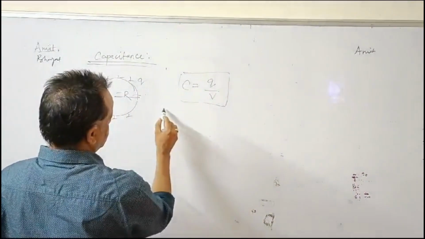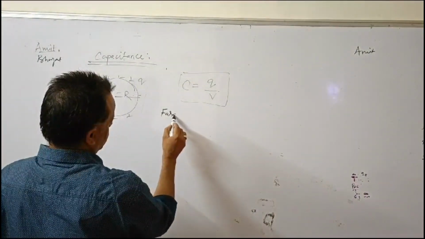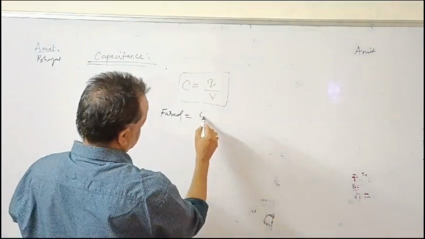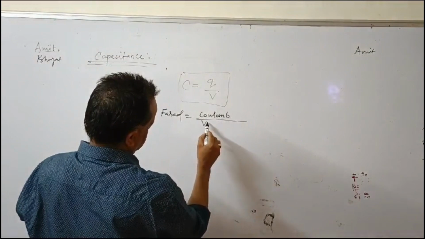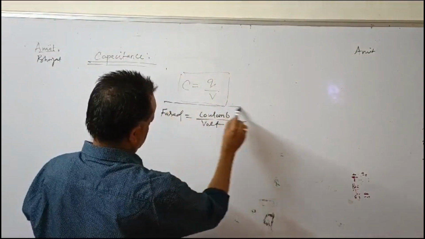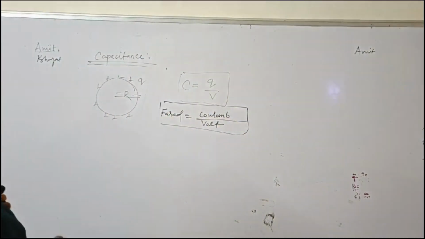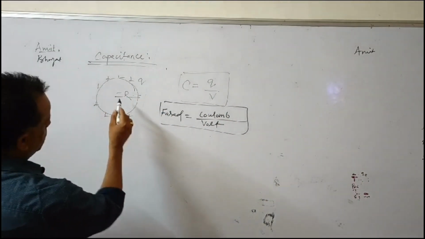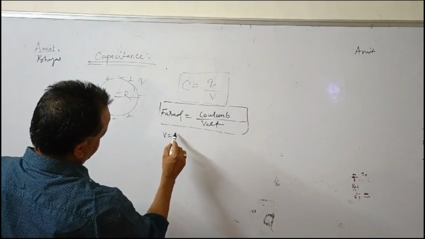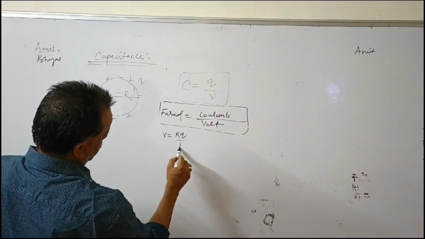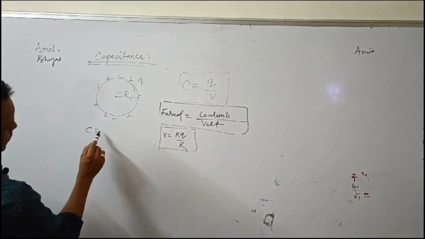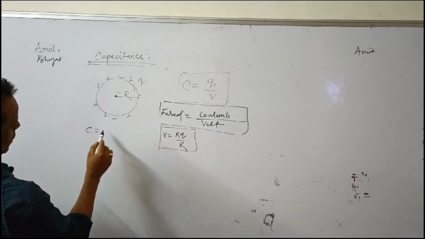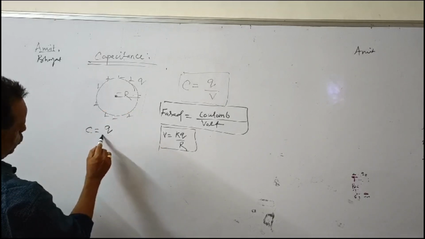And the unit of capacitance is what? Farad. And charge is what? Coulomb. And potential is measured in volt. So we know that the potential of this sphere will be equal to kq upon R, and the capacitance of this charged sphere will be equal to what? C is equal to Q by V.